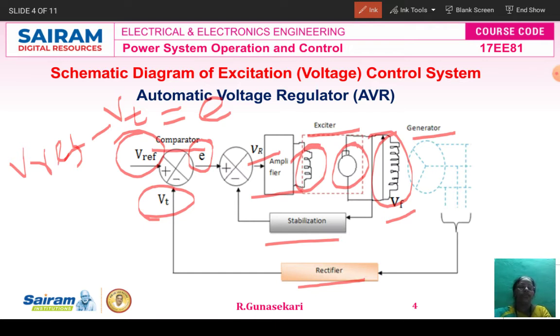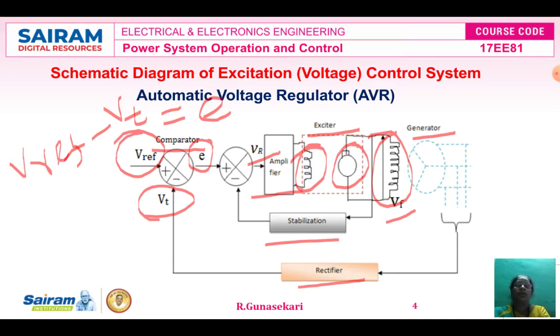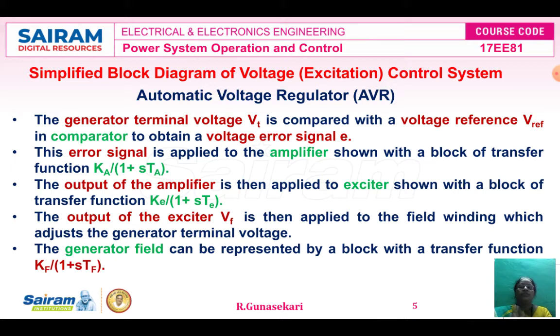Now the field winding of the generator is excited, and the generator generates voltage. Again the voltage is measured by the potential transformer, rectified by the rectifier, and compared in the comparator. So this process is a closed loop process. This is the function and operation of the automatic voltage regulator, or excitation voltage control system, in automatic generation control. Now you have studied whatever I told.